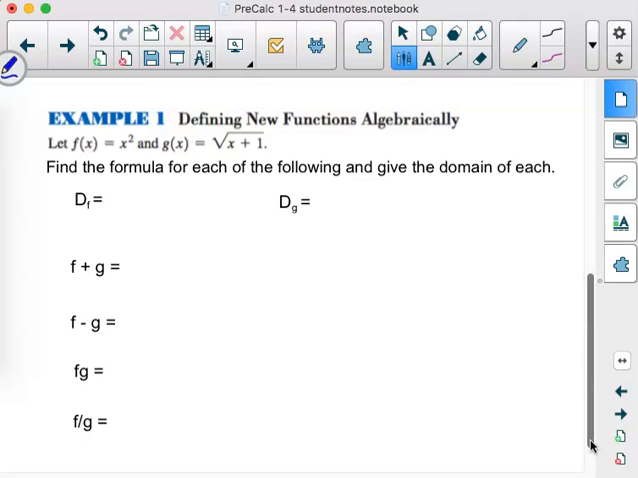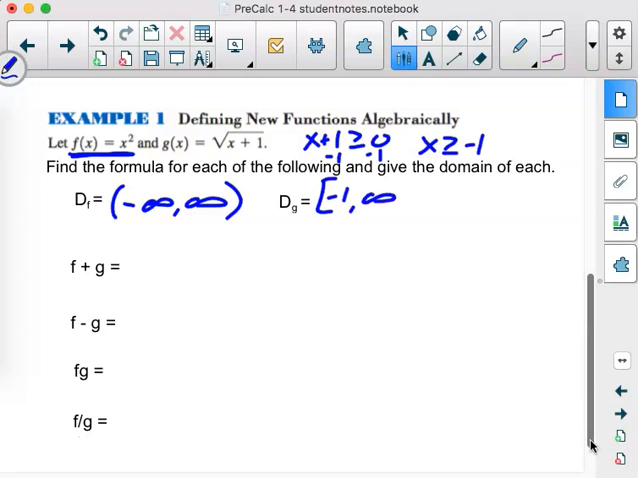So first things first, x squared. Well, it doesn't have any division, doesn't have any even roots. Negative infinity to infinity. Then I look at g of x, and I realize, oh, yep, this one's going to be a problem. We have to make sure that x plus 1 is greater than or equal to 0, so we subtract 1 from both sides, and x is greater than or equal to negative 1. So that one will be from negative 1 to infinity.